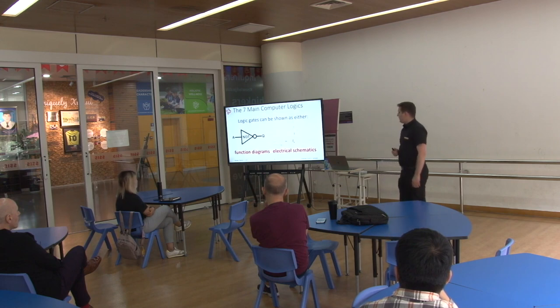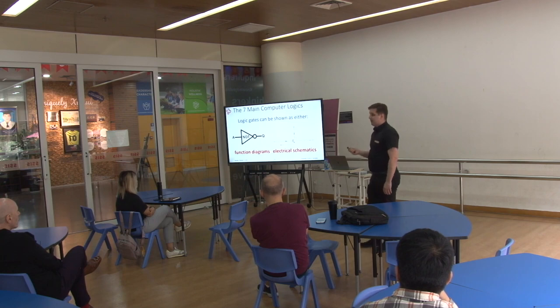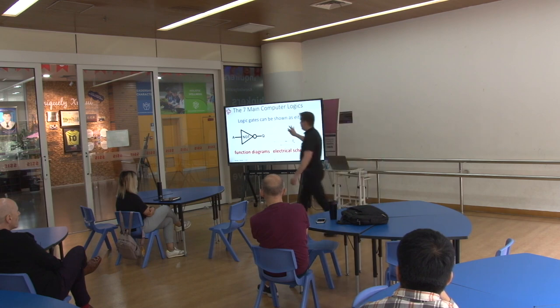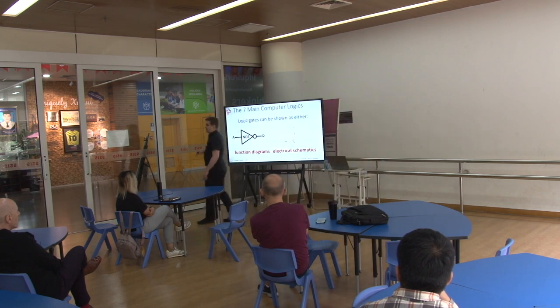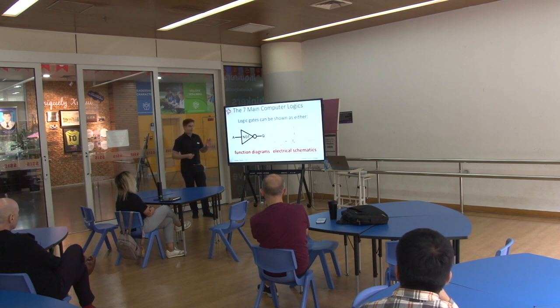Now they look very different. On the left, we have a function diagram of the NOT gate. And on the right, we have a diagram of a NOT gate from an electrical engineering standpoint. The difference between these two is that this is just showing us an abstract representation so that we can look at the circuit in quick terms and look at logic gate sequences. But it doesn't show us how it's made, why it works, etc.